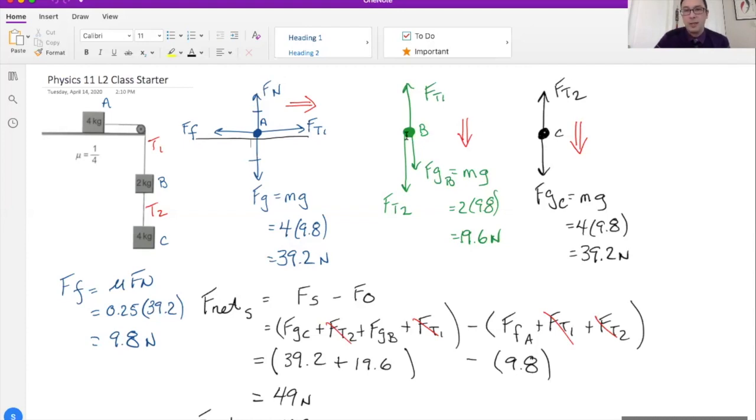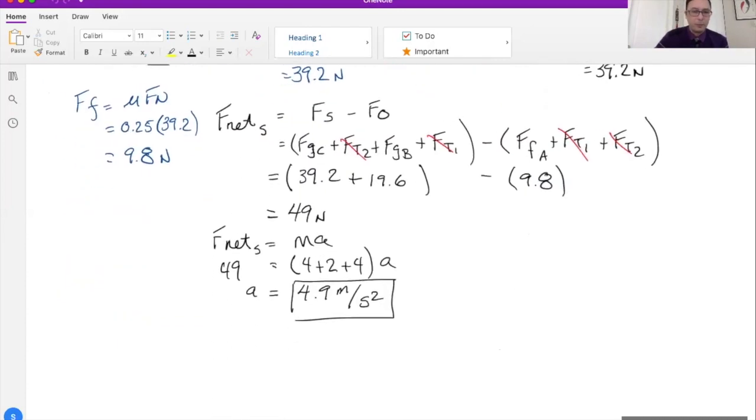I'm not going to select object B because there's 2 unknowns. I don't know tension 1 and I don't know tension 2. So select these 2 instead. It's just easier, right? Okay, so working in object A, I'm going to calculate the net force on that object alone.